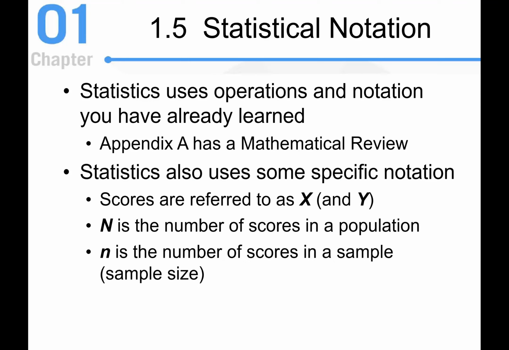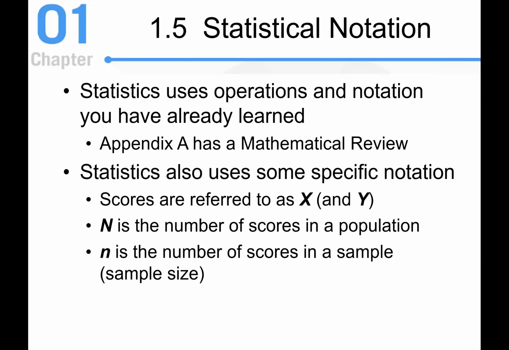So when we're doing statistics, we're going to use specific notation. And the specific notation is going to direct us to what is going on, all right? So when we're talking about scores, I told you, datum, scores, raw scores, all right? They're either going to be referred to as X, if it's only one variable that we're looking at, and possibly Y if we're looking at two variables. The scores are going to be referred to as X and Y.